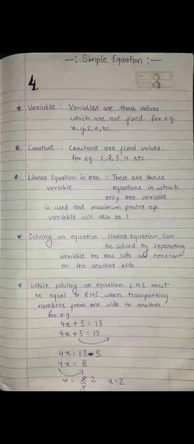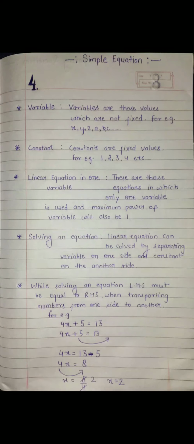Now constants are fixed values, they never change. For example, 1, 2, 3, 4, 5, 6, 7, 8, 9, 10. Now let me take you through an example for that. If you have a 100 rupee note, it will be counted as a 100 rupee note across the country. Its value will not change. That is a constant for us.